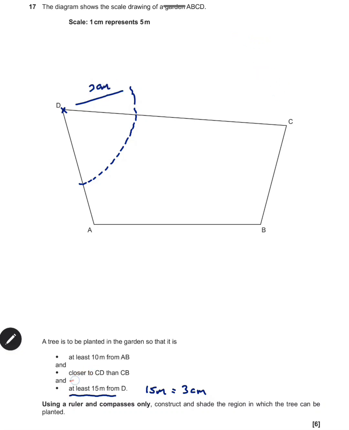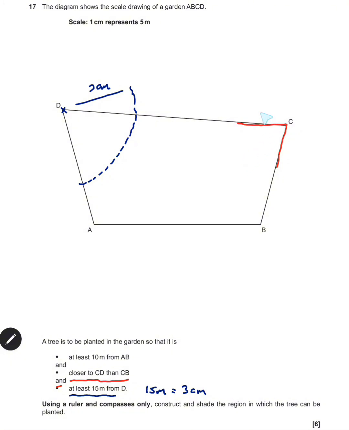This here says closer to CD than to CB. Well, here's CD and here's CB. If I'm going to find closer to one of these lines, what I need to do is cut this angle in half. I need to bisect it.